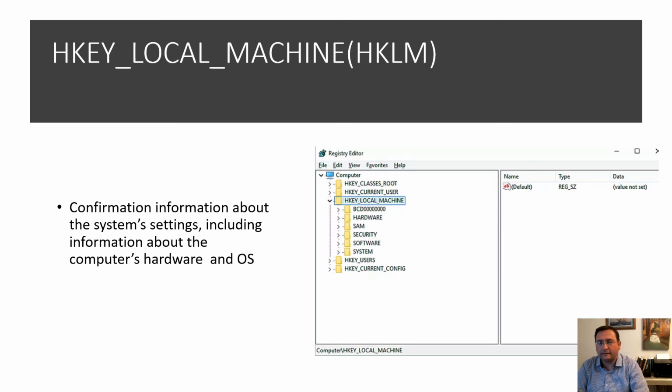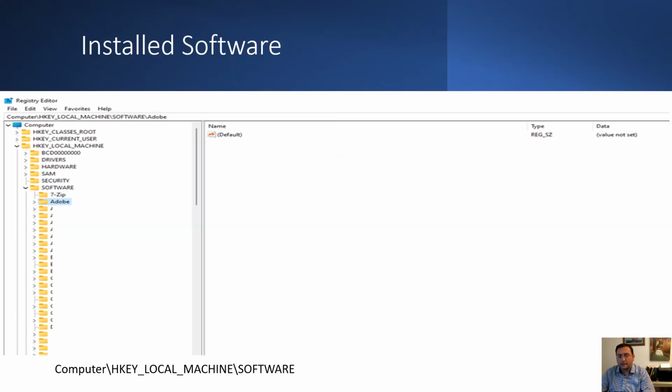This particular hive contains the majority of the configuration information for the software you have installed, as well as the Windows operating system itself. When you want to see installed software on a computer that you examine, you just need to access HKEY_LOCAL_MACHINE and Software, and you can see the list of installed programs in the subkeys.